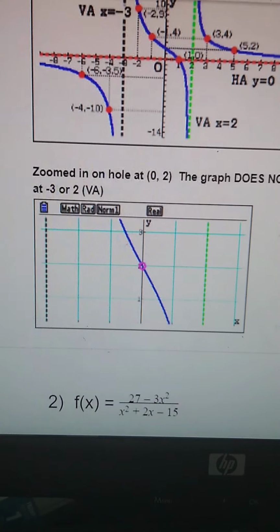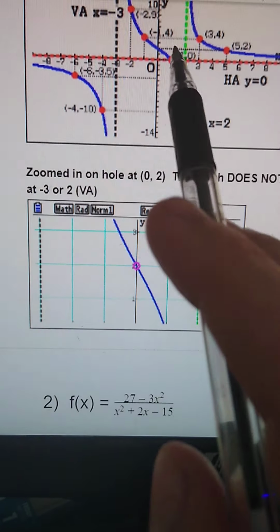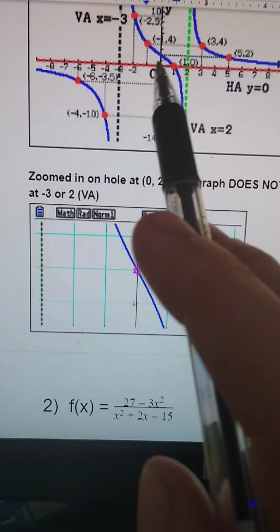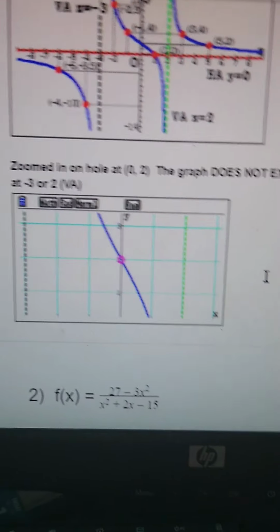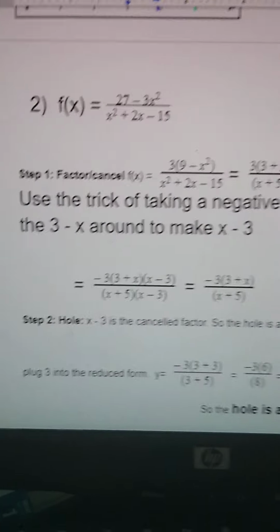Here's a close-up of the hole at 2, 0. This hole right here, sorry, at 0, 2. And that's where the hole would be. All right, another quick example.